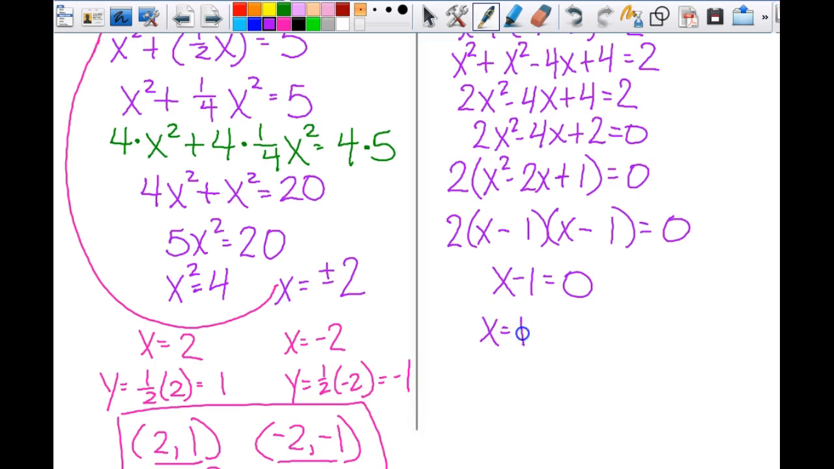So x equals 1. It's a tangent because you only get 1, right? You substitute it back in. Let's do that real quick. What is it? You get y equals negative 1 plus 2. So y equals 1. So you get one ordered pair, which is (1, 1). And that is a tangent.